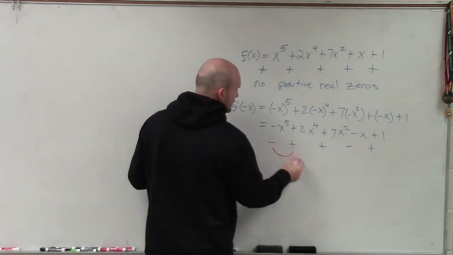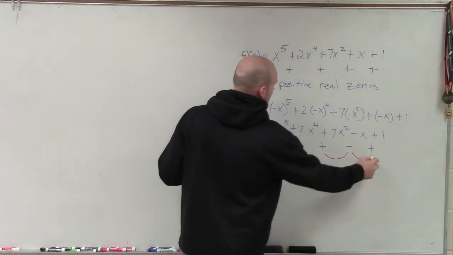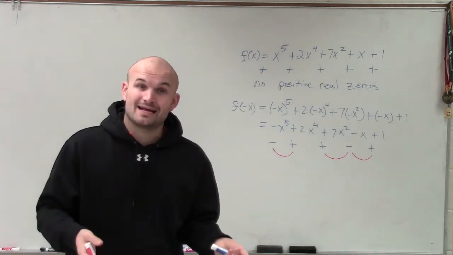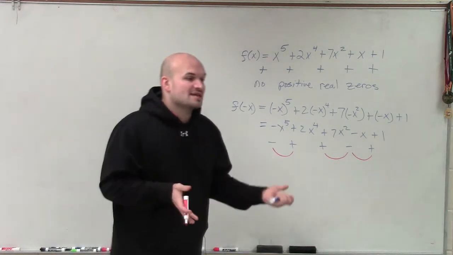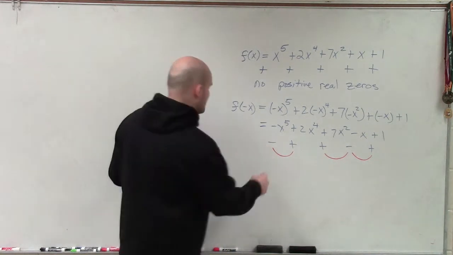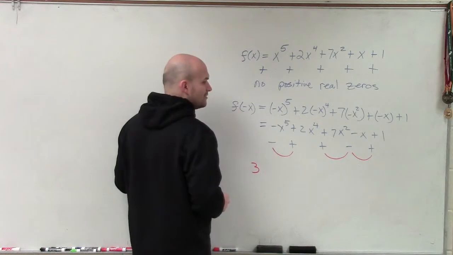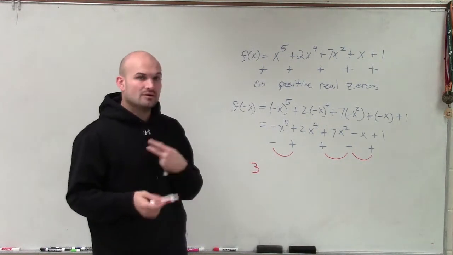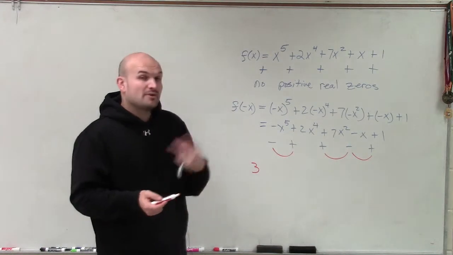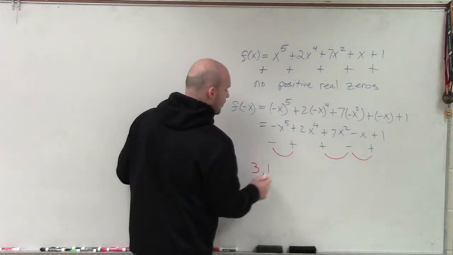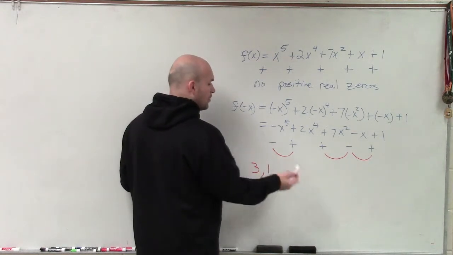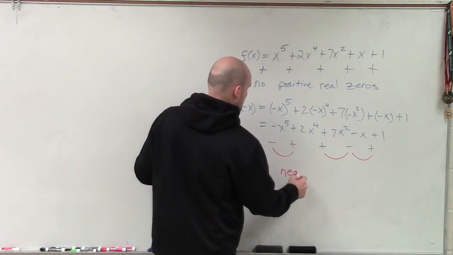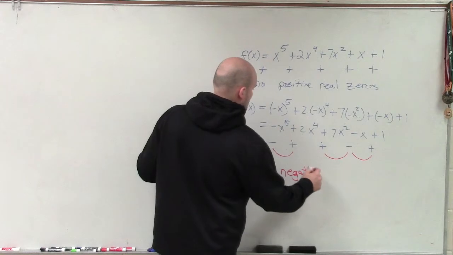So now what we can see is there are a couple of changes. We have a change here, we have a change here, and we have a change here. Now remember, when we're determining the number of positive or negative zeros, it's the number of changes in signs minus an even number. So I can have three real negative zeros, and if I subtract the smallest even number, 2, from 3, I could also have 1. So I have 3 or 1 negative real zeros.